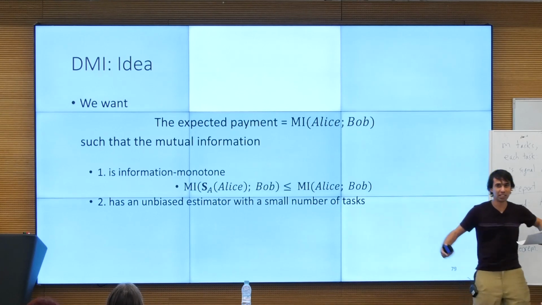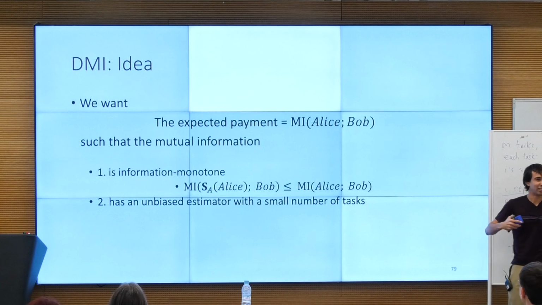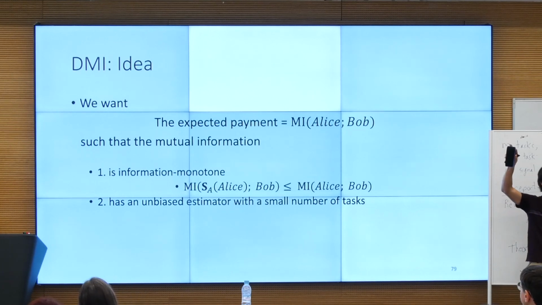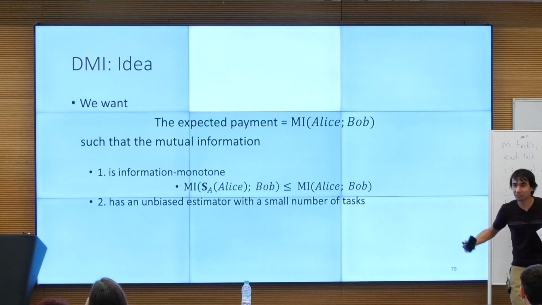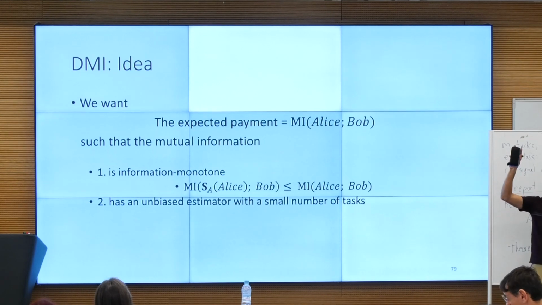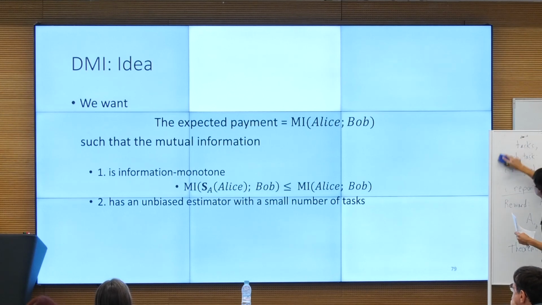And intuitively, with mutual information, even a strategy of Bob is providing bits of information to the mechanism. And the more information I give the mechanism, the more correlated I am with whatever it is Bob is doing. And the more my reward will be if I get this mutual information.